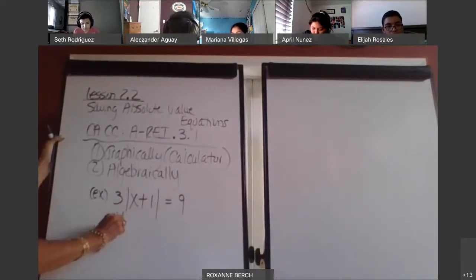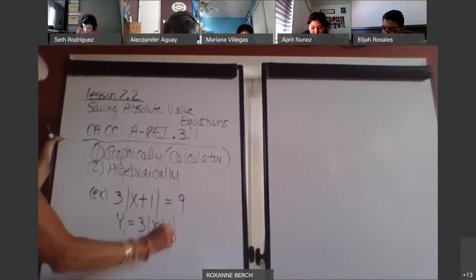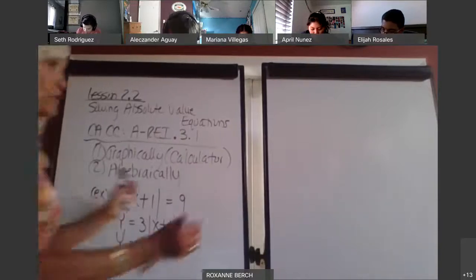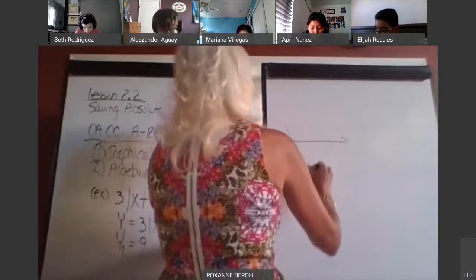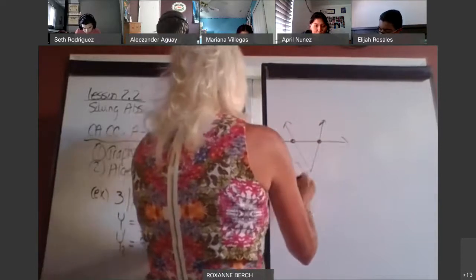So under y sub 1, you would put 3 times the absolute value of x plus 1. And under y sub 2, you would put y equals 9. So you have a horizontal line passing at 9, y equals 9, and you have an absolute value function. And we're focusing on those points.